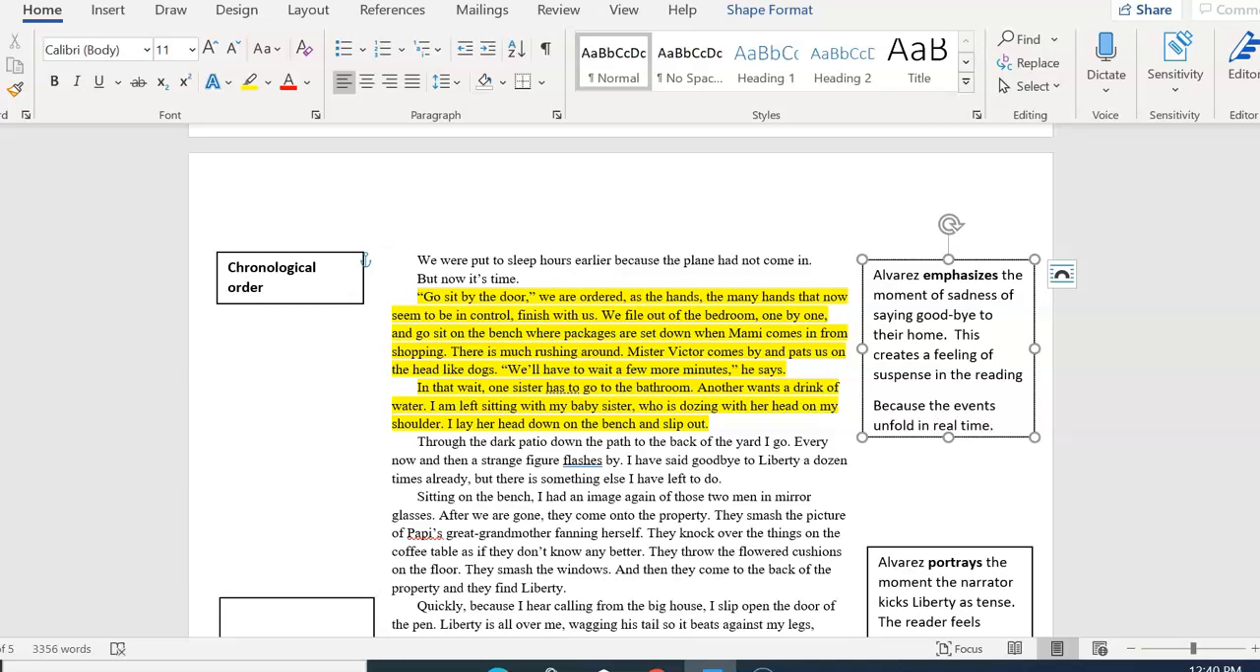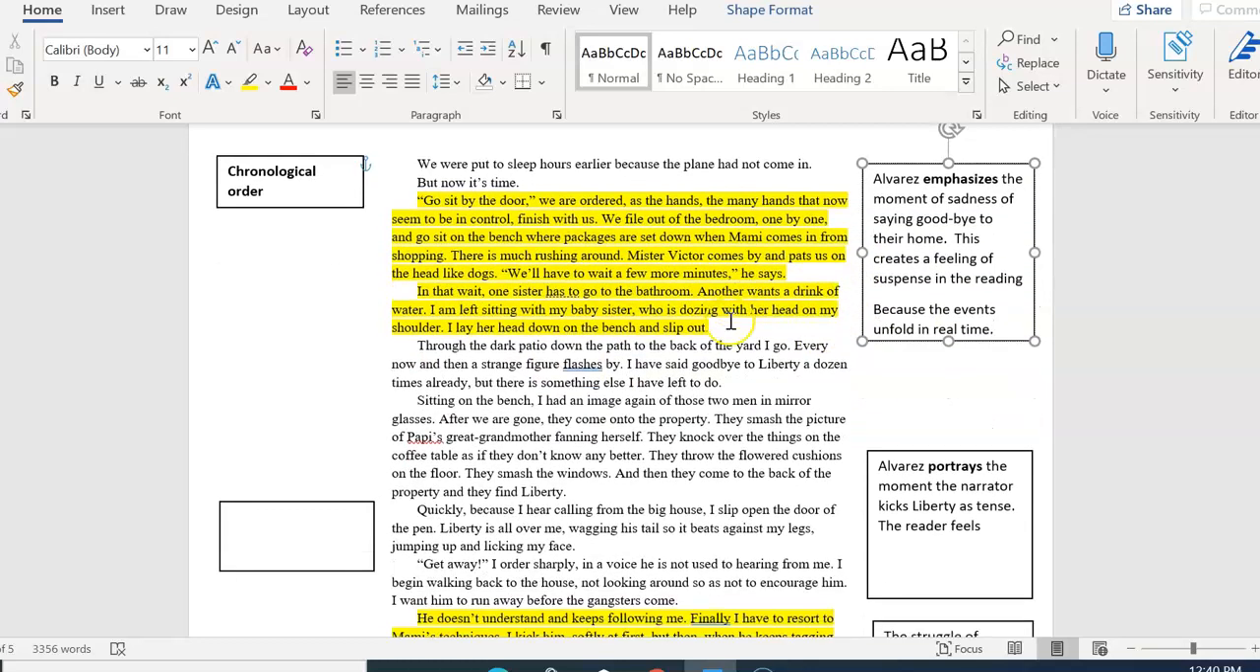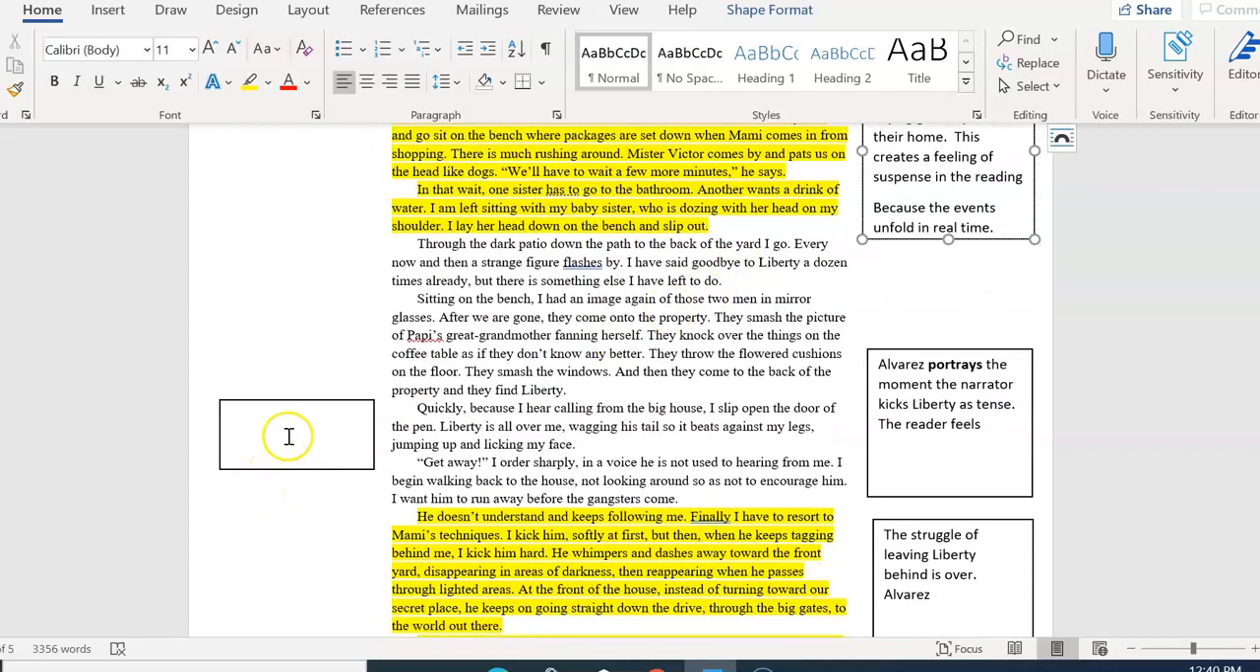The reader is waiting and watching this unfold. Do they get to go? Are the bad guys going to come back? Okay, all right, go ahead and write that in. Pause it if you need to, and we're almost to the end.